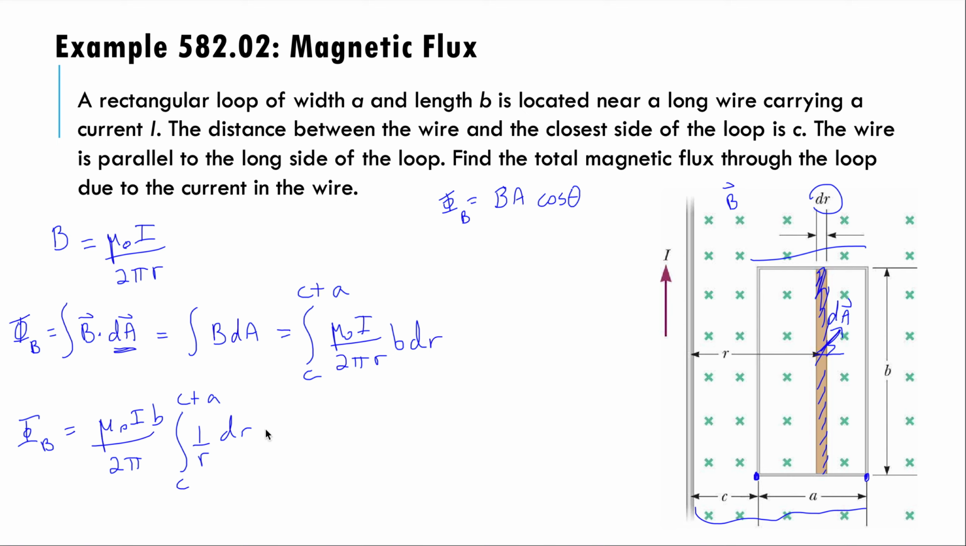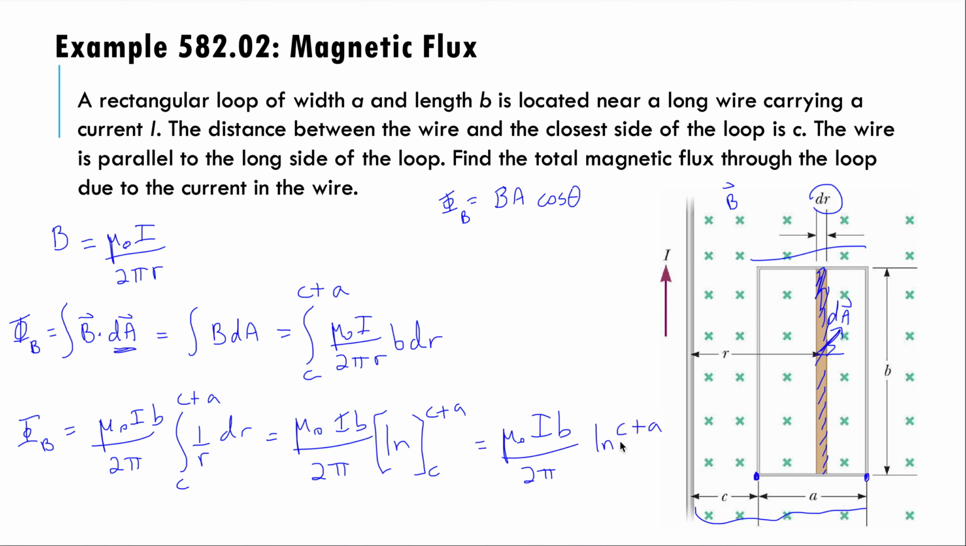This is going to give us the natural log, so mu naught I b over 2 pi times the natural log evaluated from c to c plus a. And that is going to give us mu naught I b over 2 pi times log of c plus a minus log of c, which is the same thing as log of c plus a over c. So that is our final answer for the magnetic flux through this rectangular loop.